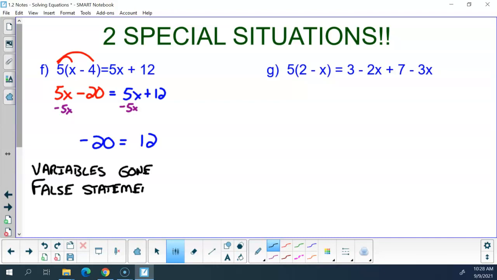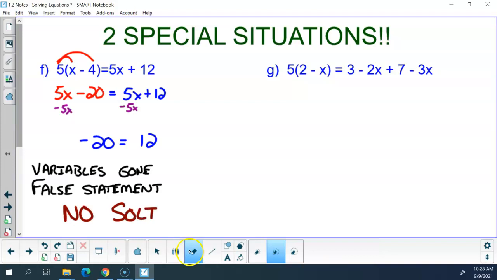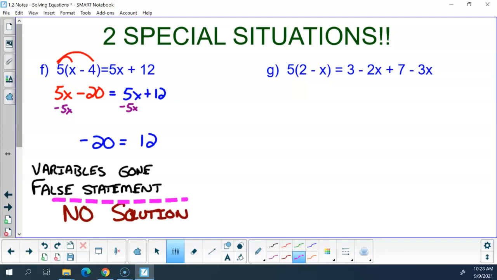What is our answer? No solution. So there is no number that will work in this equation to make it work. No solution.